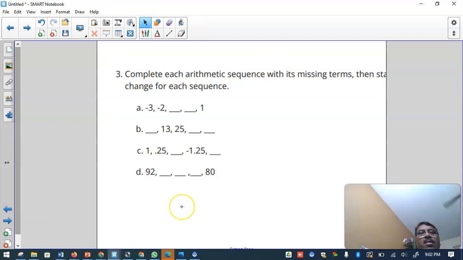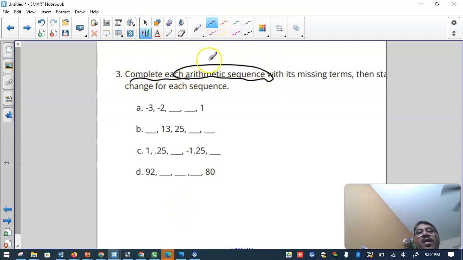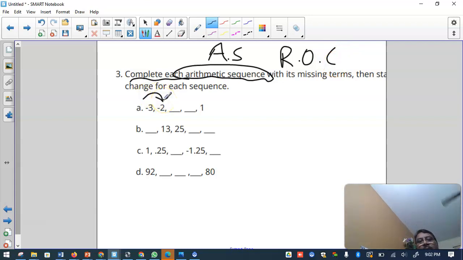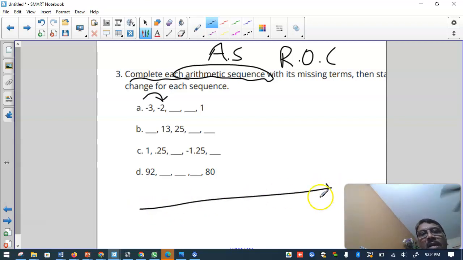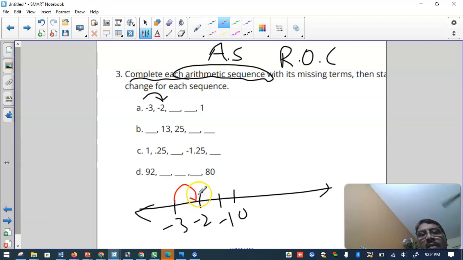Okay. So first one, complete that. It is an arithmetic sequence. Now, if it is an arithmetic sequence, that means there is a rate of change. There is a common difference. Now, from here to here, what is added to minus 3 to get minus 2? And you can see on the number line, it is minus 3 here, and this is minus 2. So common sense clearly says from minus 3, you just have to add plus 1. So each time you add plus 1.